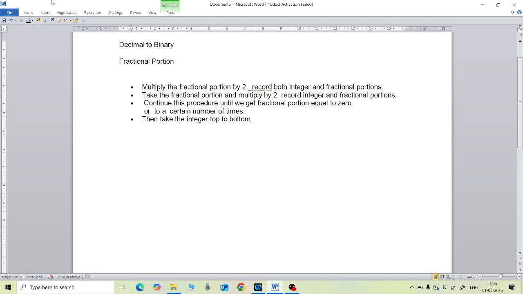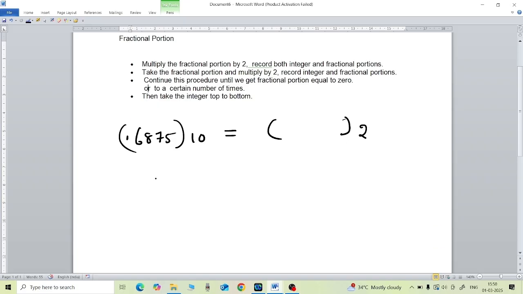Suppose we want to convert the fraction 0.6875 to the base 10 to its corresponding binary. So take the fractional portion, that is the number itself. Here the number is only fractional, we have only the fractional part. So just multiply that 0.6875 by 2, and we'll be getting 1.3750.